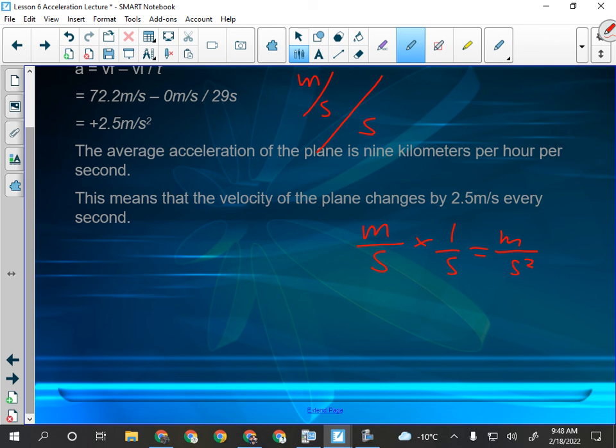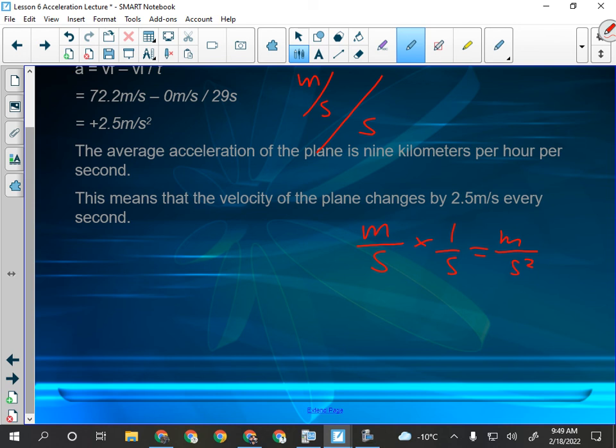So that means the velocity of the plane changes by 2.5 meters per second every second. And you would feel that. You would feel pushed back into the seat a little bit as the plane accelerates, because 2.5 meters per second squared is about 1/3 of gravity. So it would feel like someone who weighs 1/3 what you weigh standing on your chest. So you notice that. You feel pushed into the seat.